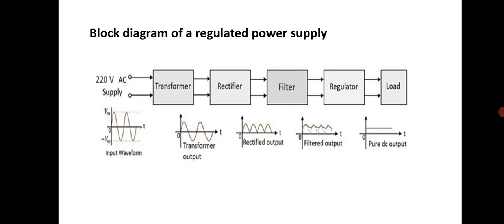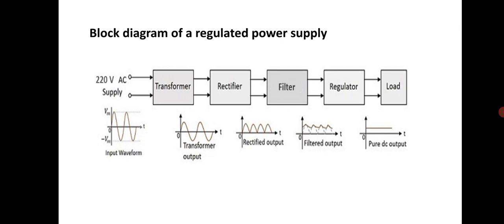Okay, so this output is fed to the filter. What the filter does is it removes the ripples from this output of a rectifier. So the function of the filter is to smoothen the output of the rectifier and to make it completely into a DC output.